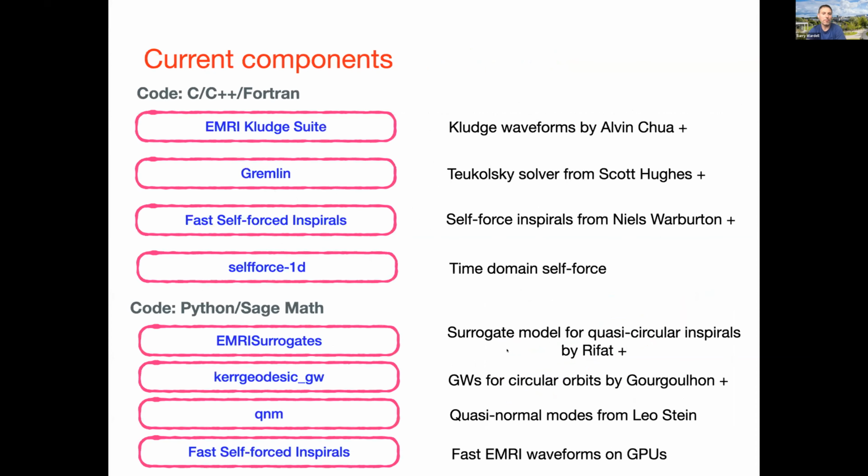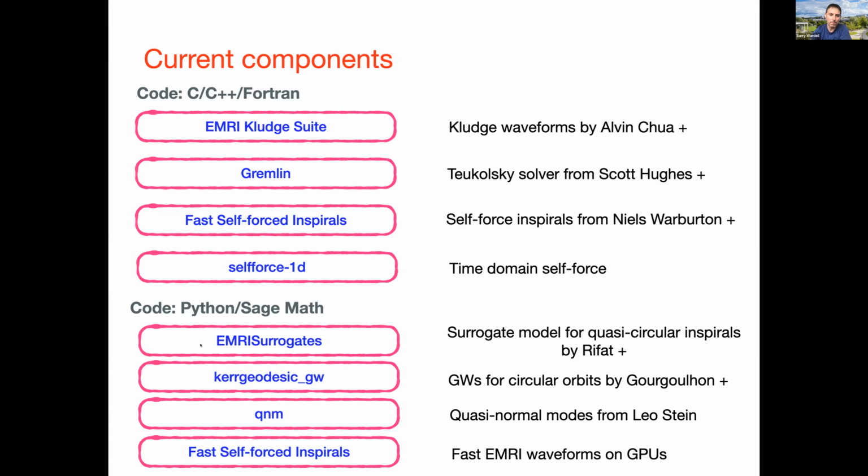So those are the Mathematica components. I could maybe just briefly mention some of the others that we have. On the C++ and Fortran side, we have the EMRI suite for doing approximate waveforms for EMRIs. We have the Gremlin code contributed by Scott Hughes. This is a very efficient Teukolsky solver. We have a code for doing fast self-force inspirals. And we also have this time domain self-force 1D code. You might recognize this from the Einstein Toolkit as well as from the Black Hole Perturbation Toolkit. It actually lives in both, which is a nice connection we have between the two communities.